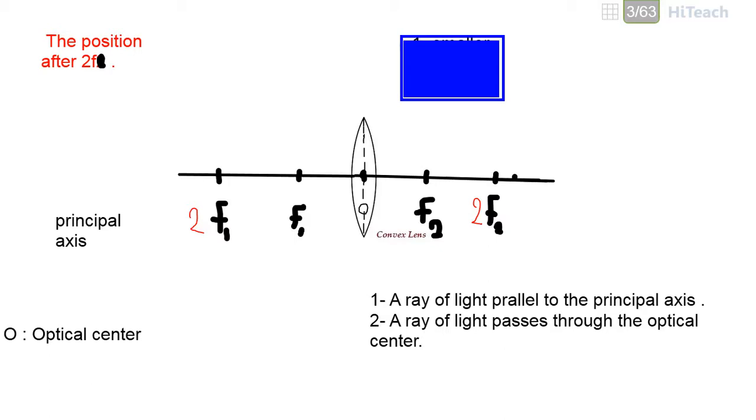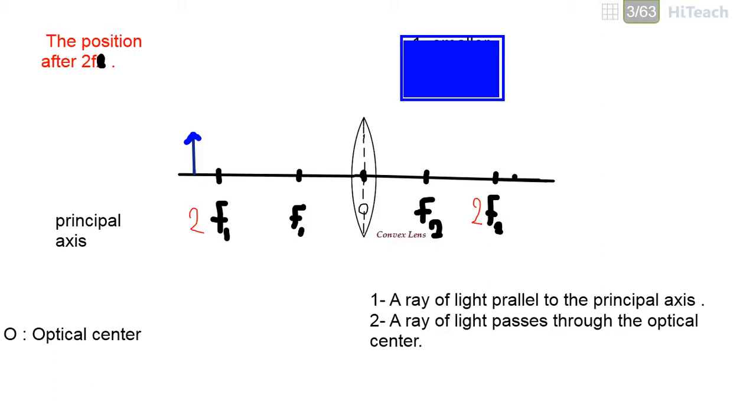The position of this object, I want to make it after 2F1. Okay, so I'll start to draw the object. I'll use the blue color here. This object is like an arrow. It's after here. This is the position of this object. The top of the object is like an arrow.